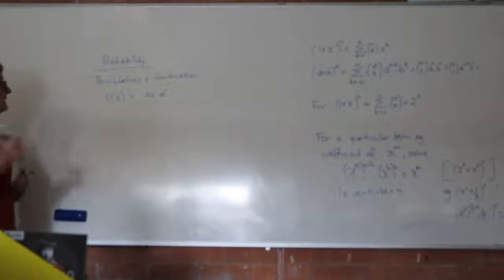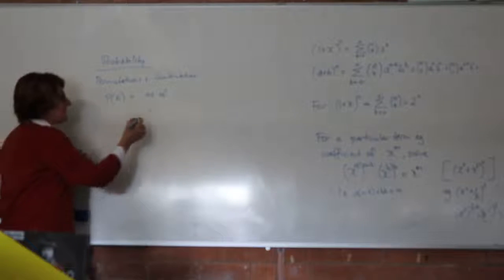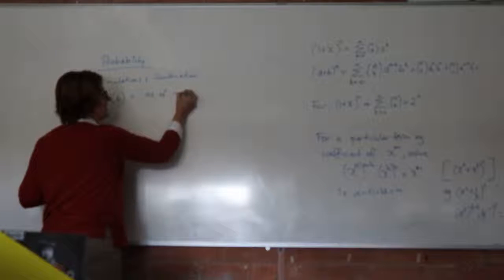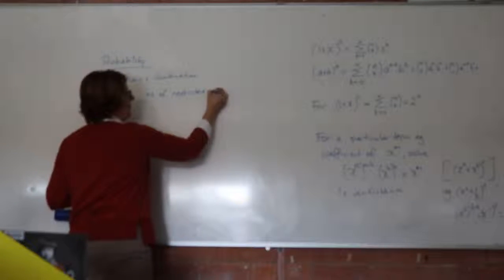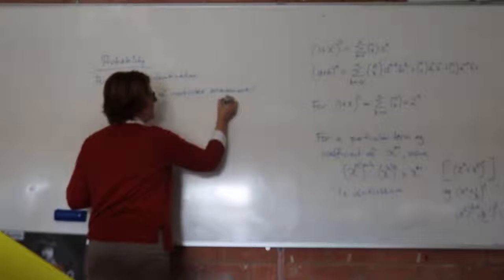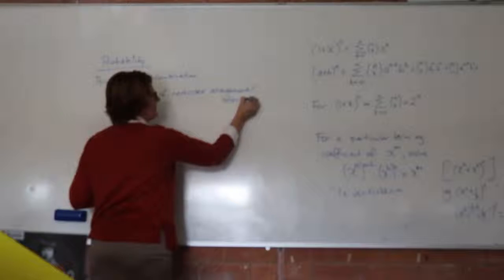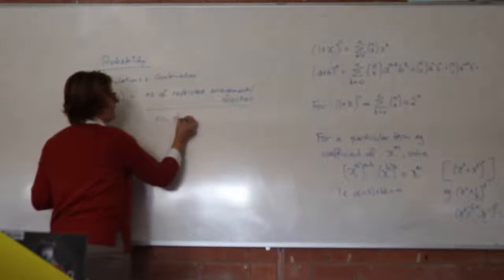Okay, so do you remember when we did probability with permutations and combinations? I said it was the number of restricted, and it's either arrangements or selections, depending on whether you're talking about a permutation or a combination, over the number of unrestricted.